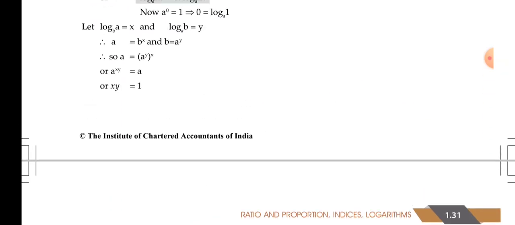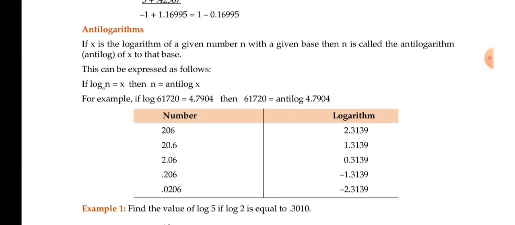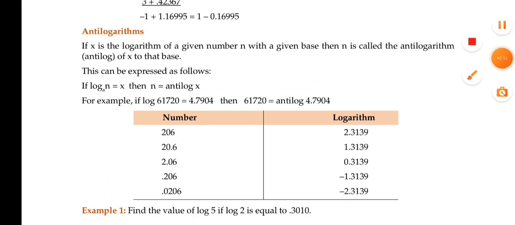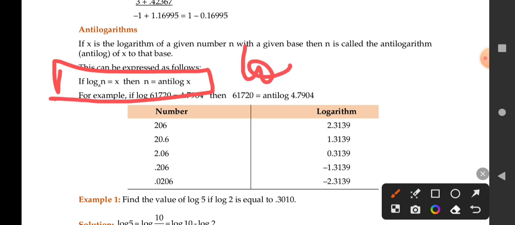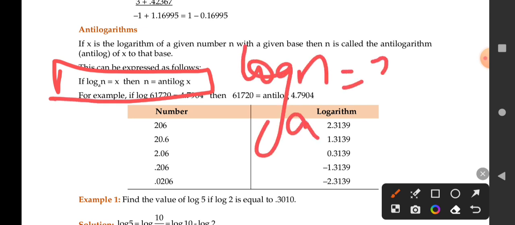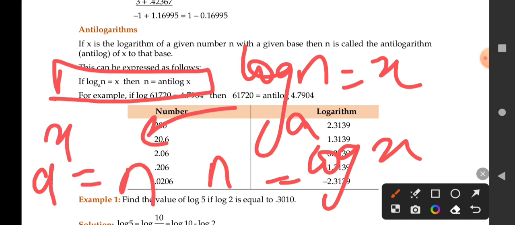Okay, so I think we missed the antilog over here. Let me just, yes, antilogs. How do you calculate antilogs? So what is antilog? For example, if log n to the base a is x, then n is the antilog of x. In the indices form, we can write a power x is equals to n. So n becomes the antilog of x and x becomes the log of n to the base a.